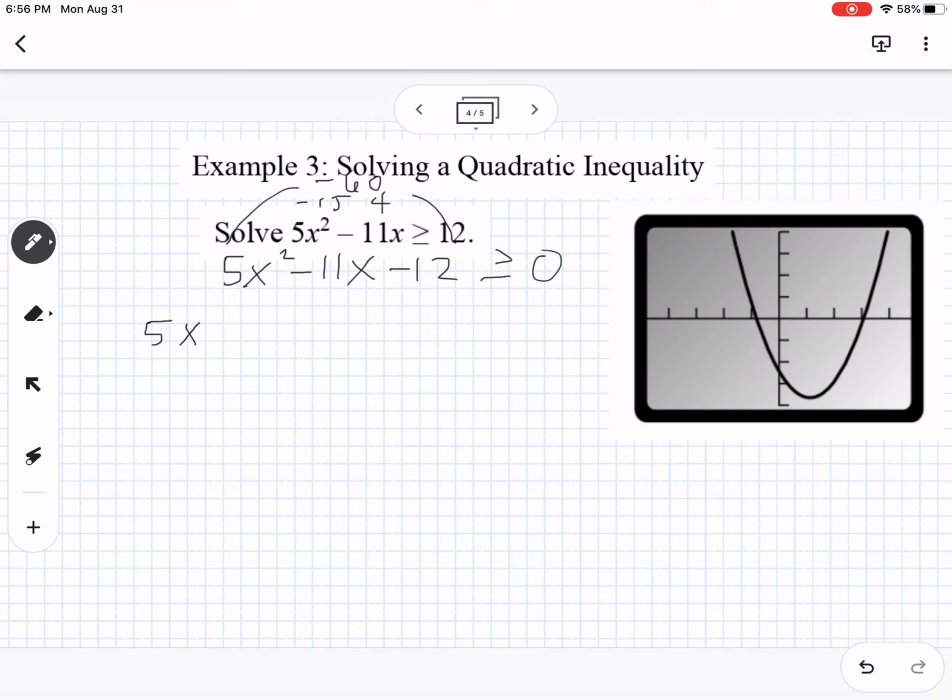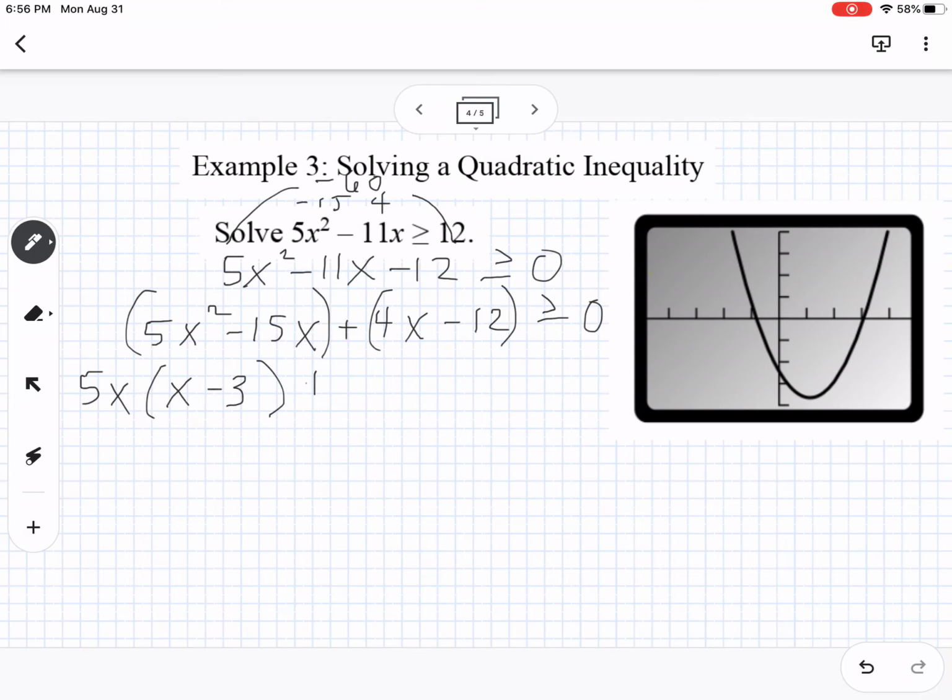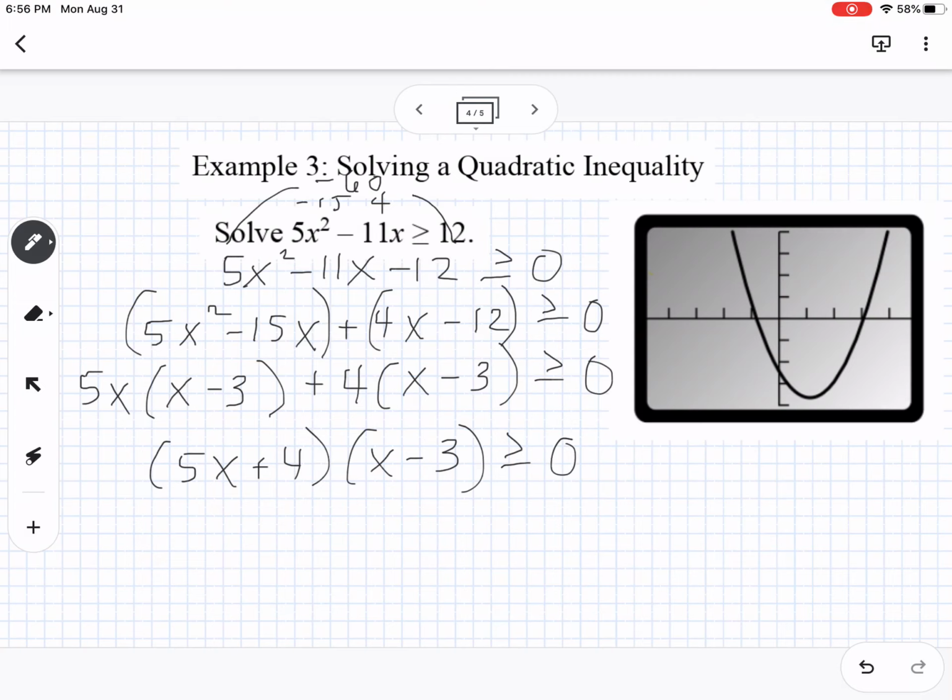So I'm going to put 5x squared minus 15x plus 4x minus 12. Then we're going to group. So from this, I can take out a 5 and an x, which leaves me with x minus 3. And here I can take out a 4, which leaves me with x minus 3. So then I group and I get 5x plus 4 and x minus 3. So from this I can tell that my two zeros are going to be negative 4/5 and 3. And you can see on our graph over here, there's 3, there's negative 4/5.